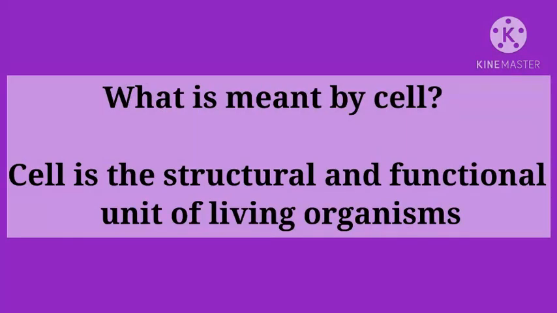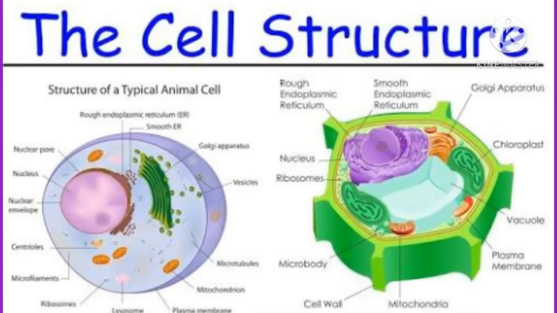So what is meant by cell? Cell is the structural and functional unit of living organisms. All living organisms are made up of cells. According to the functions, cells of different size and structure are found in different organs. Cells can be seen only under a microscope. Today we are going to study the structure of the cell, that is plant cell and animal cell, and various organelles of the cell.